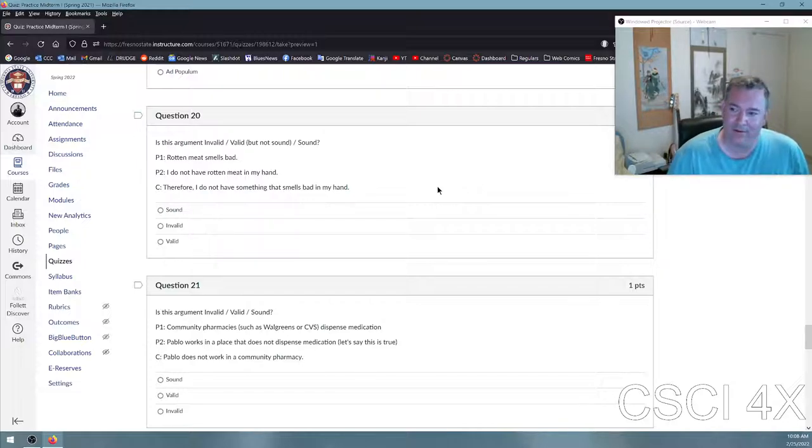So, do you understand why this is invalid? A lot of people get caught up in whether the premise is true or the conclusion is true. But that's the wrong way of approaching these sorts of problems, and there are going to be four or five of these on the midterm.